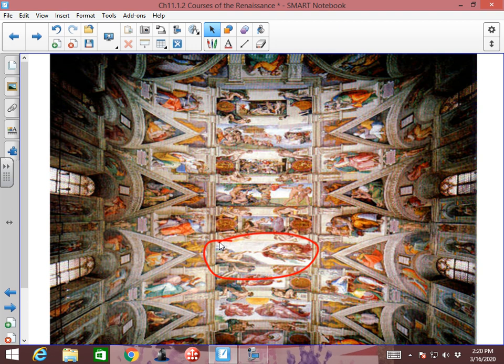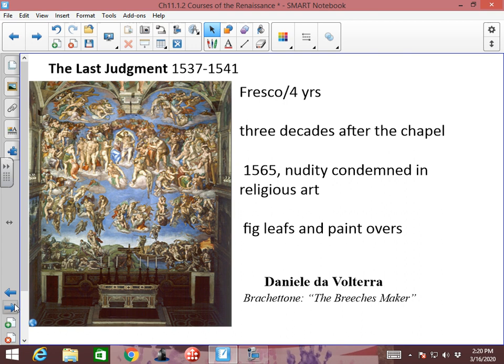Later on, as you remember, I told you that he was going to paint another painting inside the Sistine Chapel. It's going to be painted 30 years after his original work on the ceiling. It's called The Last Judgment. It's very large. It's over the altar. When I came into the Sistine, I actually walked through that door right there and found the painting just there above my head.